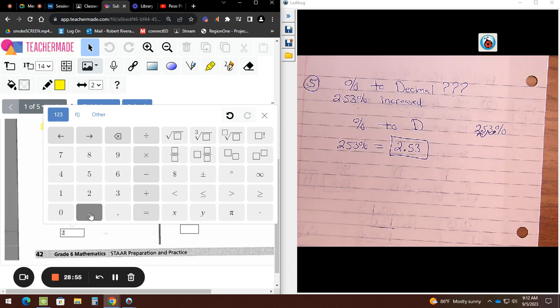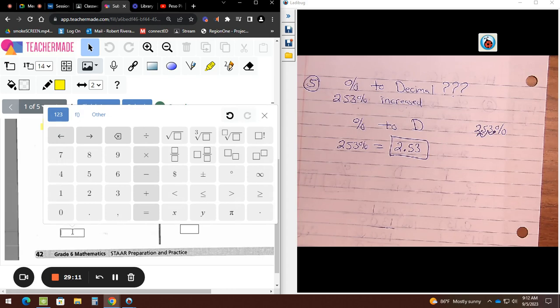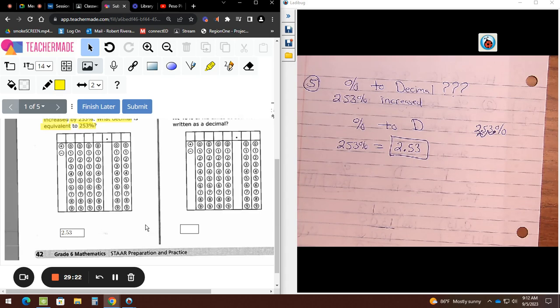2. You see that decimal right there? 0.53. Once you do that, you can close the box, and there's your answer, 2.53. Questions how to punch in that? I'm going to do it again. No spaces or anything, guys. 2.53. Close it, and you're done.